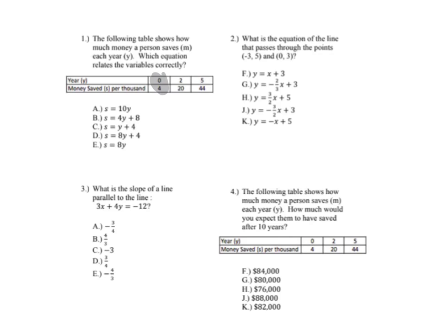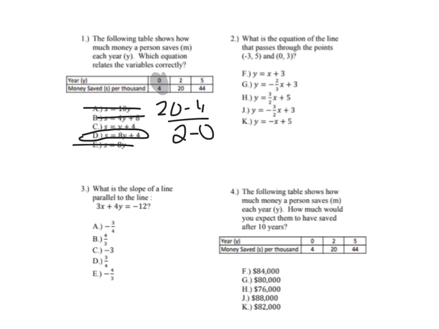So I know right away I can eliminate those 3 options. Well, if I look at what my slope is going to be, my change in y over my change in x, that would be 20 minus 4 over 2 minus 0. Well, 20 minus 4 is 16. 16 divided by 2 is 8, which means 8x plus 4.